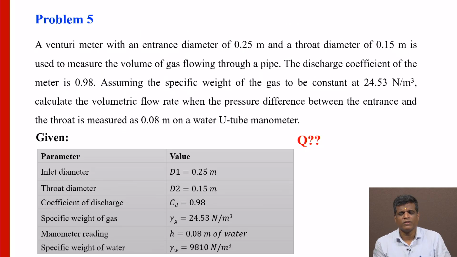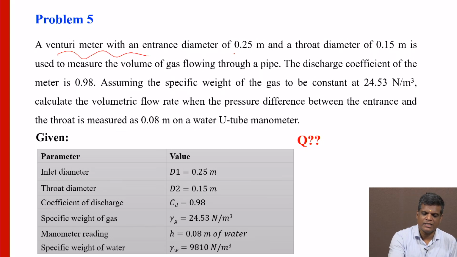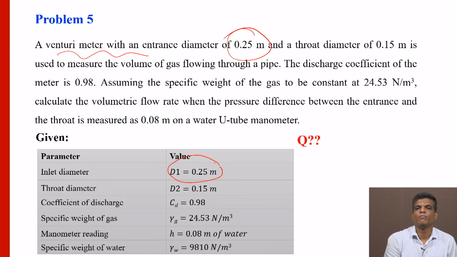So, this is the last problem. Here the Venturi meter has an inlet diameter of 0.25 meter, because normally the inlet diameter will come first, and the throat is always lesser. The D2 throat diameter is always less compared to the inlet diameter. So the throat diameter is 0.15 meter, and the coefficient of discharge, the CD value, is 0.98.